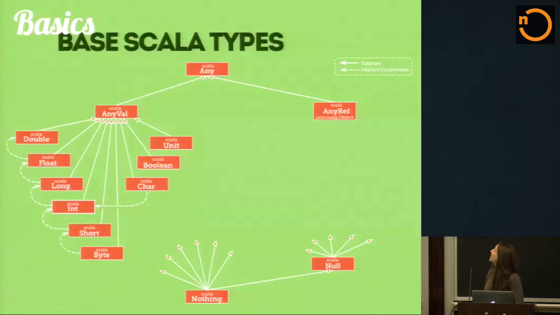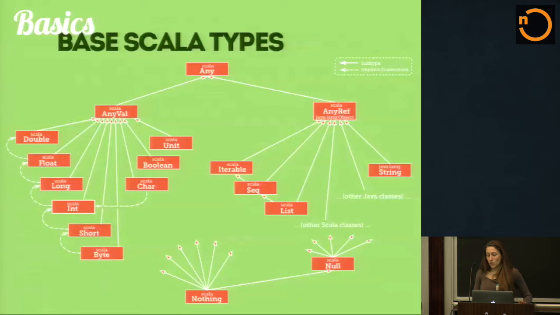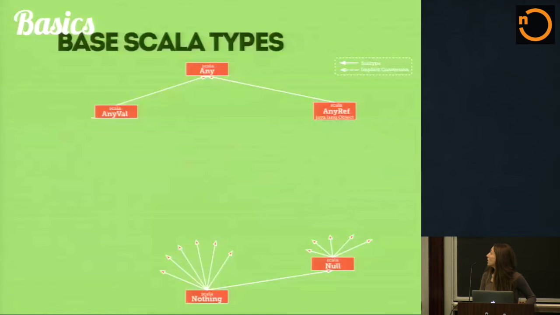So on the left side, everything that extends from AnyVal, which itself extends from Any, these are all value types. These are all things like primitives. They're things we like to think of kind of as primitives, like Scala's Unit type, which is like void. And then you have everything else on the other side. And this is the Scala universe. Your program lives somewhere in the middle of all of this. So these things are given to you.